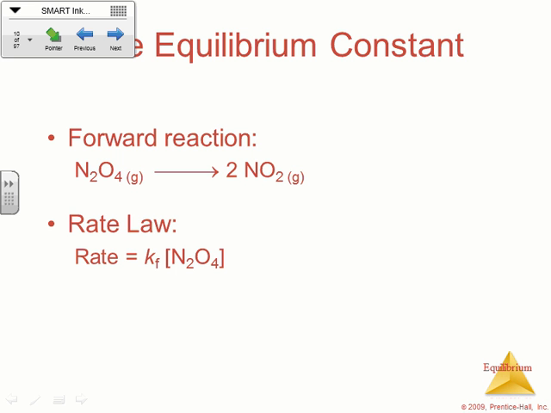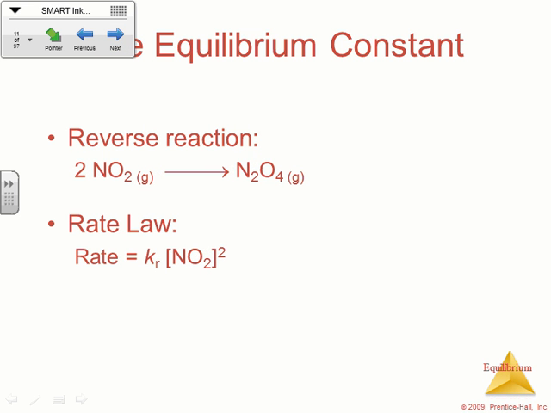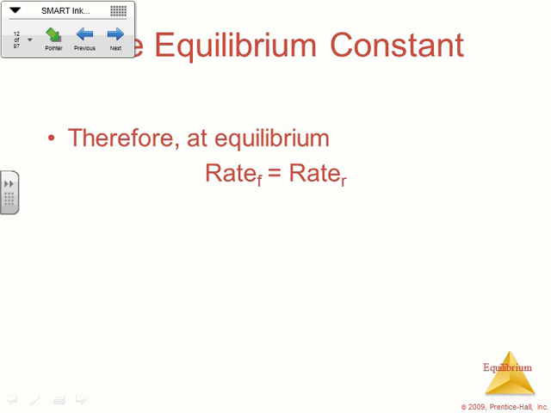For a forward reaction, N2O4 going to 2NO2, we could write a rate law for that. We learned how to do that in the last unit. So you've got your rate equals k, which is your rate constant, times the concentration of the N2O4. Now that is the rate law for the forward reaction, but we know, because we've already looked at this reaction in this unit, there's a reverse reaction that goes with this as well, where the NO2 is changing back into N2O4. So writing the rate law for that one, the rate is equal to k reverse times the NO2 squared.